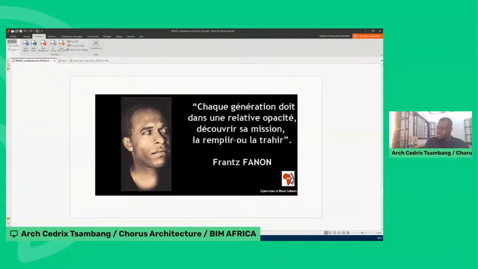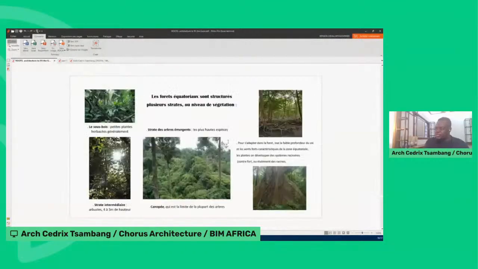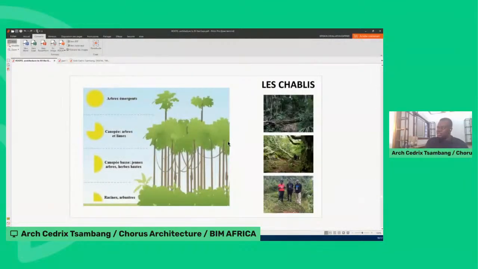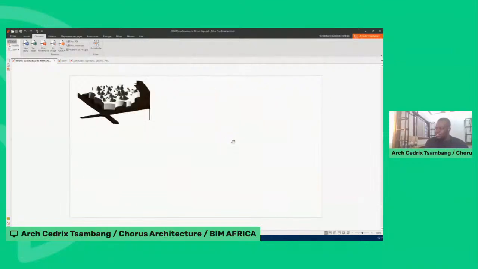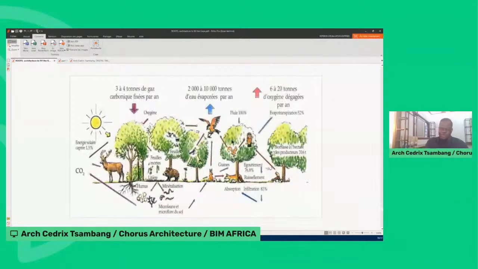So when you enter a case study like this one, you have a project in the forest, for instance. Part of Cameroon is in the forest. After you've done your architecture analysis and everything, you must understand how the forest was.